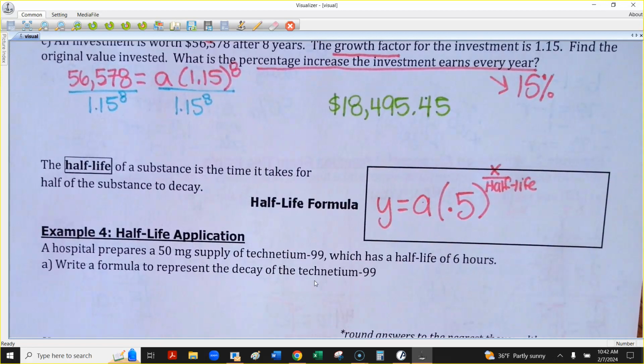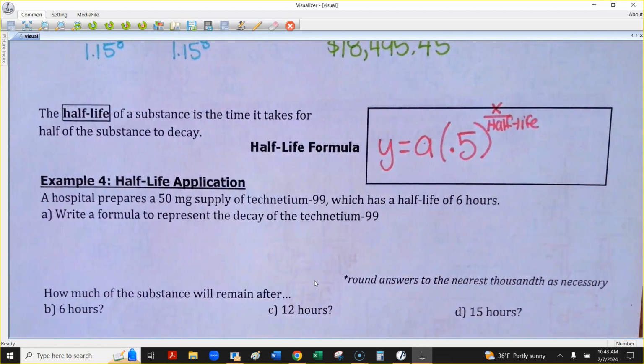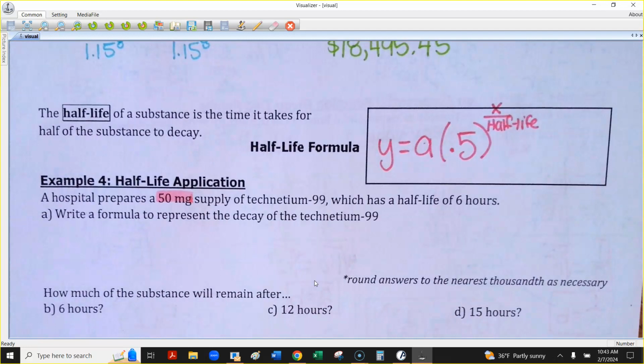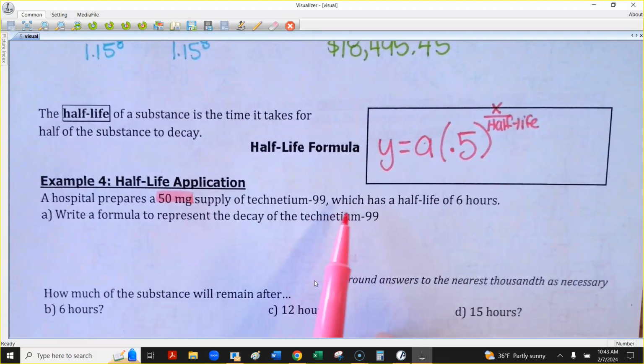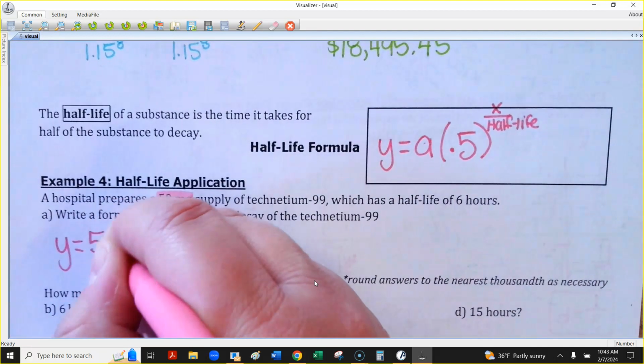The b value is always a half for a half-life, and then the exponent's just a little bit different. It's x over the half-life. Some of these are really weird words, but they're actually legitimate substances. So this says a hospital prepares 50 milligrams supply of, I can't even pronounce that, technetium, I think, 99, which has a half-life of 6 hours. Okay, so I start with 50 milligrams, right?